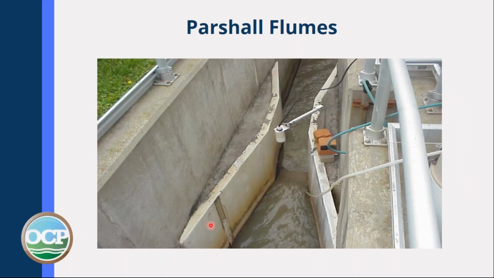This is an example of a flume. You can see water flowing down here. Here's your transducer to measure the depth. Here's the constriction, and there's the outflow. This is called a partial flume, and it's very common.